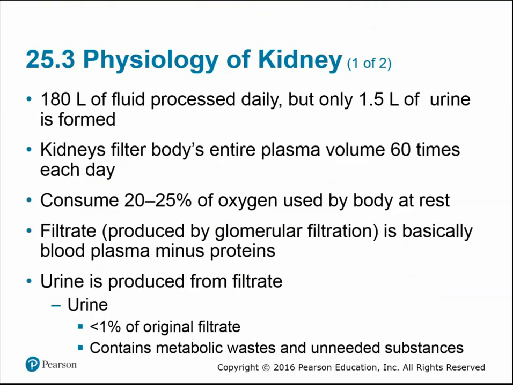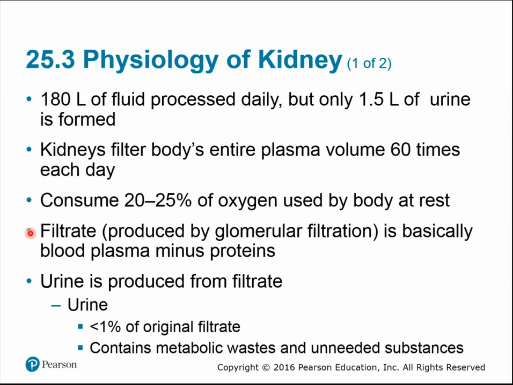So looking at kidney physiology, we said that the kidneys are highly vascular. They have a very rich blood supply because they're going to filter roughly a quarter of your blood every hour or so. So roughly 180 liters of fluid will be processed daily, but of that, only about 1.5 liters would actually form urine. So the kidneys are going to filter your entire plasma volume at least 60 times each day. And because they are working very hard, they're also going to consume a lot of oxygen. So 20 to 25% of total oxygen is going to be used by the kidneys doing this job.